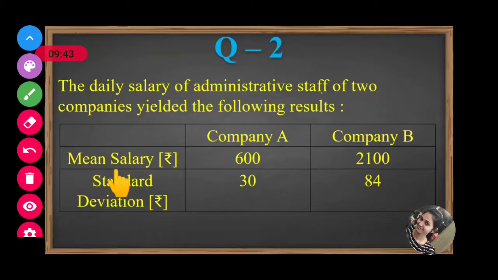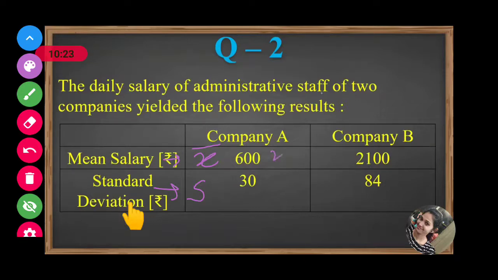Question 2. The daily salary of administrative staff of two companies yields the following result. Company A, Company B. Mean salary, standard deviation. Here mean salary means the x bar column, and this is s. Both columns are given. We have to find the relative coefficient, or we can also say the coefficient of variation, for both companies, and then we have to decide which is more variative.